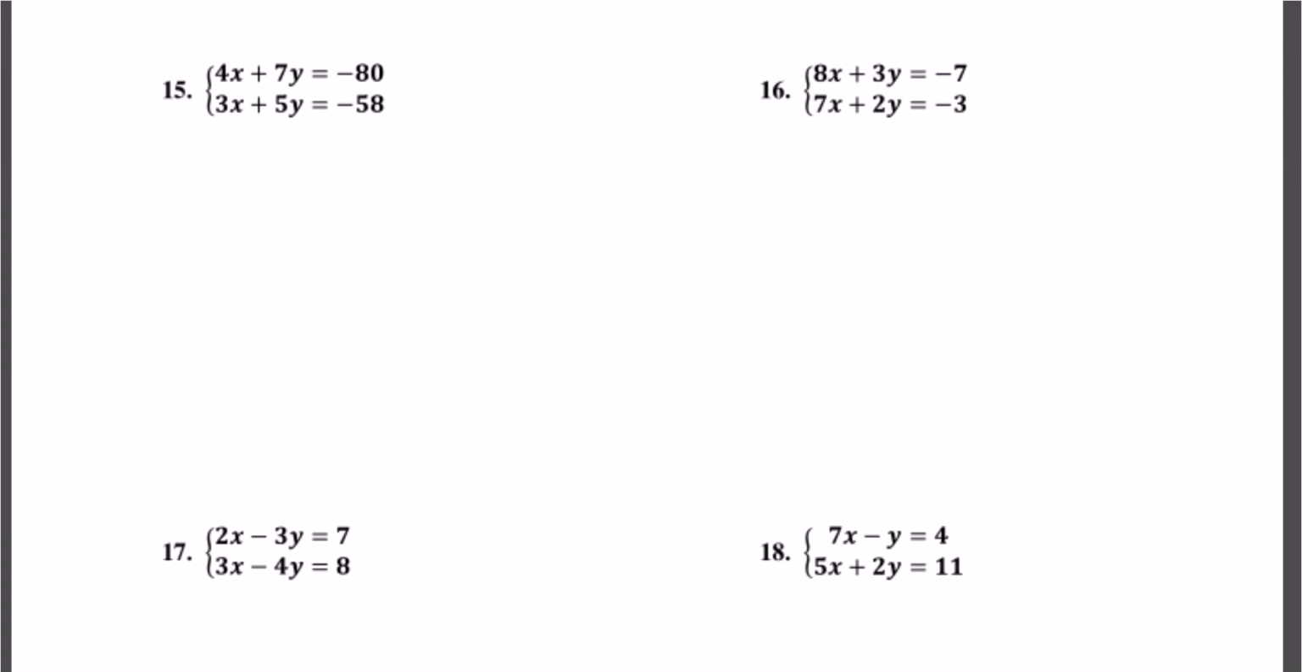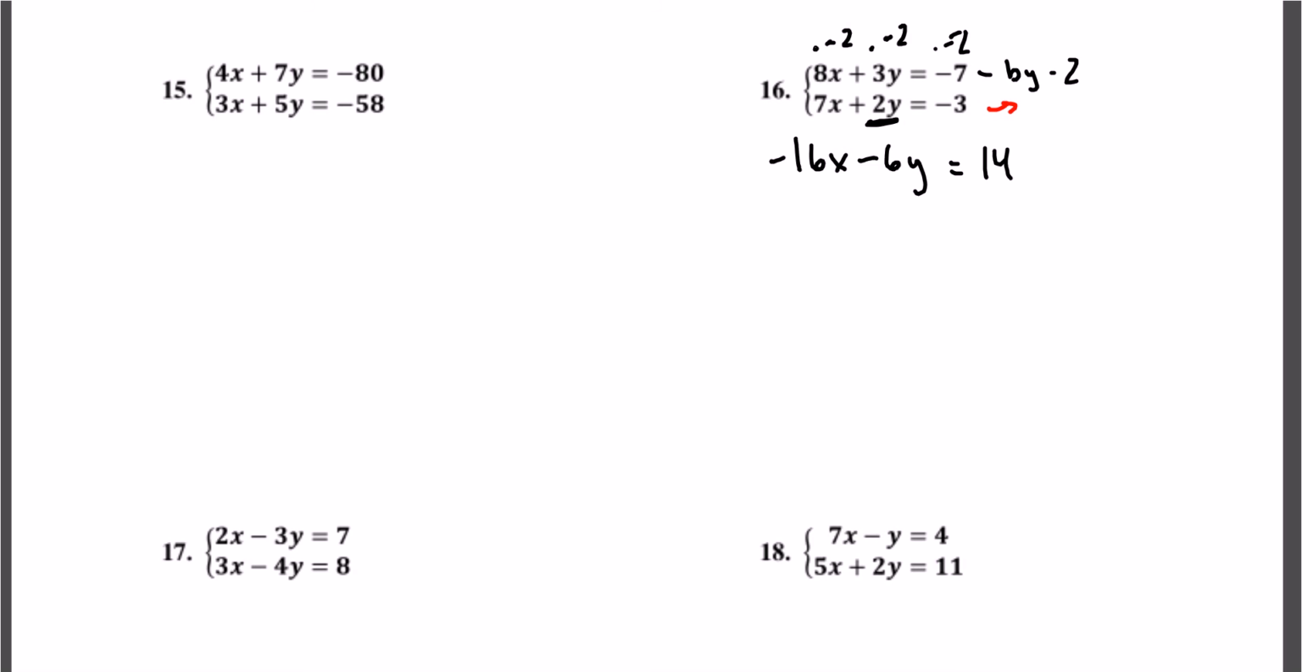Number 16, very, very similar. Once again, I'm going to focus on the y's because they're a little bit smaller numbers in my opinion. I multiply the top by negative 2. So multiply the top, the 8 by negative 2, by negative 2, and by negative 2. I end up with negative 16x minus 6y equals 14.